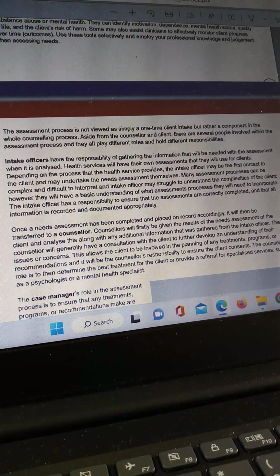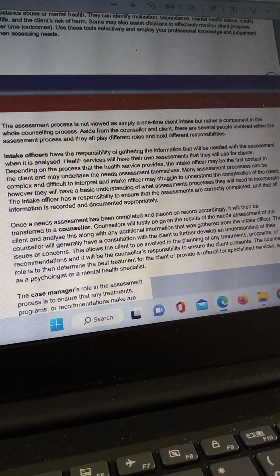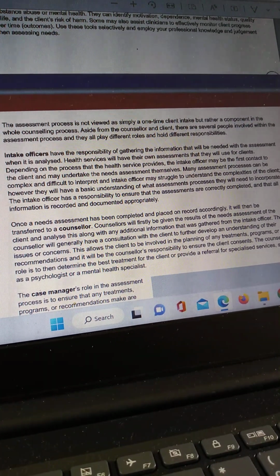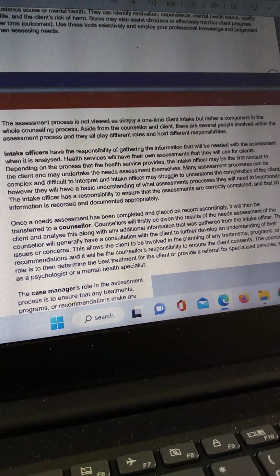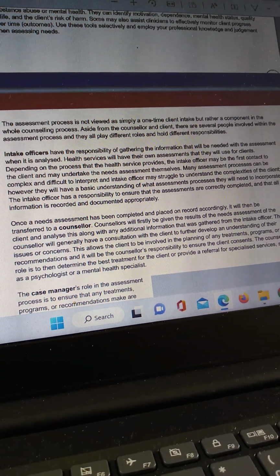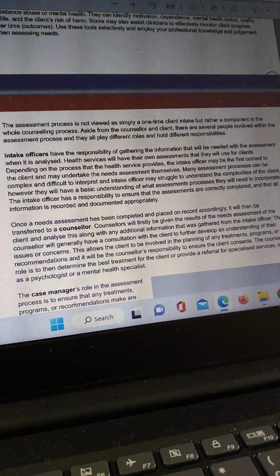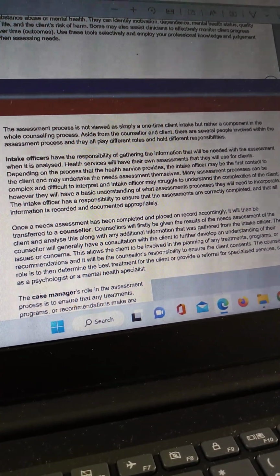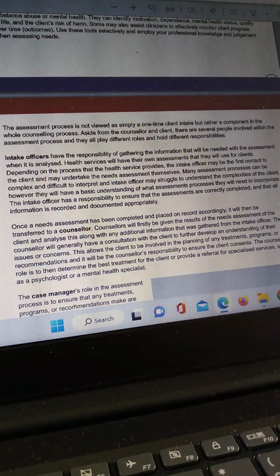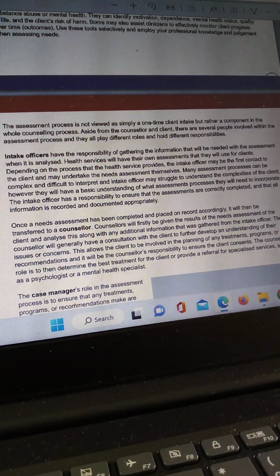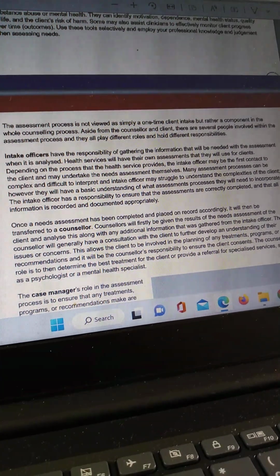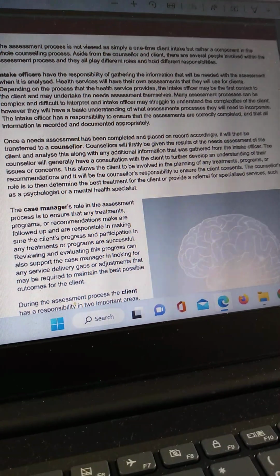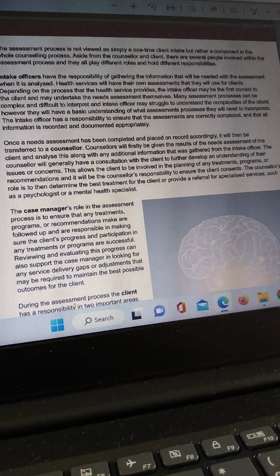Many assessment processes can be complex and difficult to interpret, and an intake officer may struggle to understand the complexities of the client. However, they will have a basic understanding of what assessment processes they will need to incorporate. The intake officer has a responsibility to ensure that the assessments are correctly completed and that all information is recorded and documented appropriately. Once a needs assessment has been completed and placed on record accordingly, it will then be transferred to a counsellor.